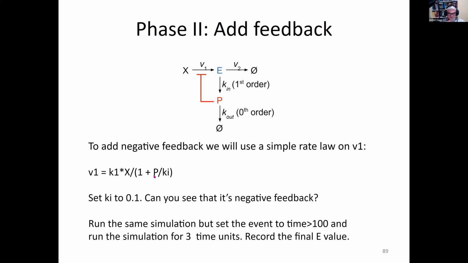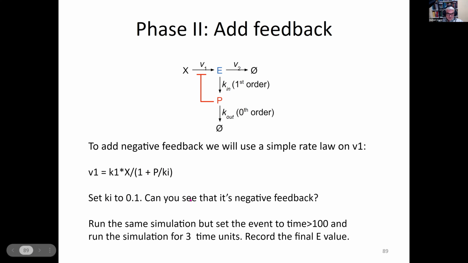And this is the negative feedback I've done. All I've added is a denominator, 1 plus P divided by Ki. The reason I add the 1 is so there's no chance of this going to 0 and then getting a divide by 0. And there's no Hill coefficient on this. It's not a particularly strong feedback. In fact, it's quite weak. I do have a little constant here, which lets me adjust the level of strength, Ki.